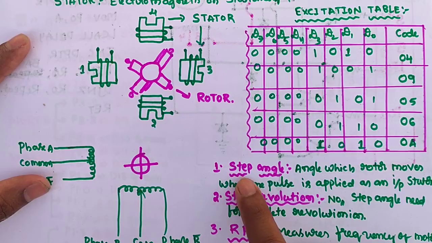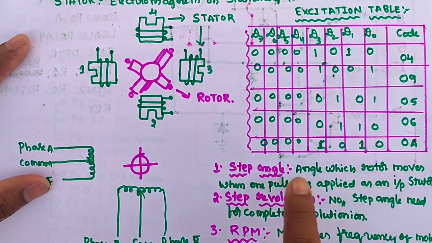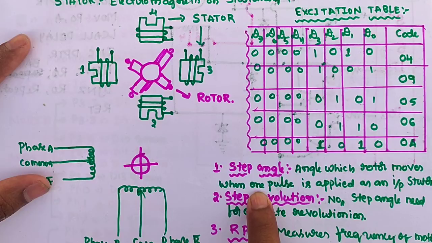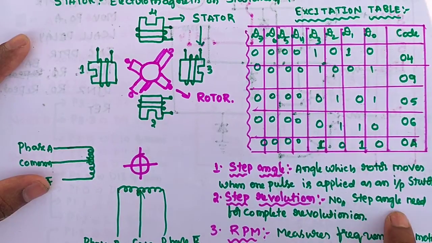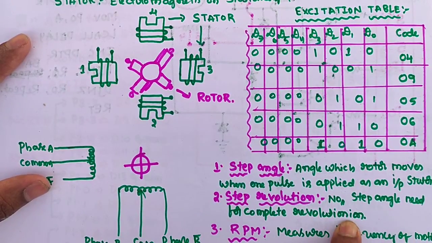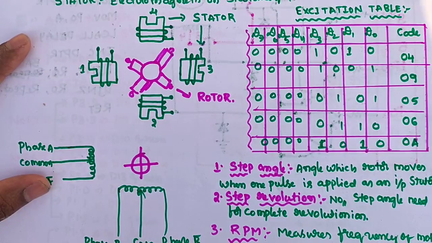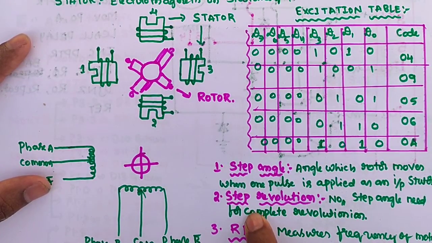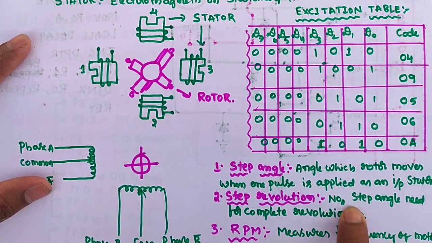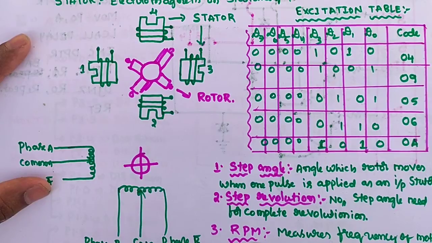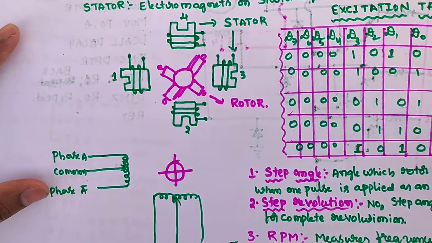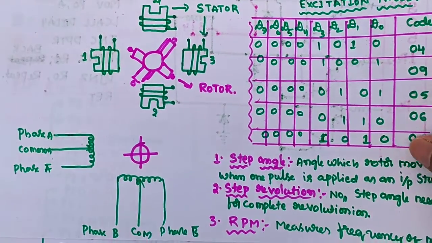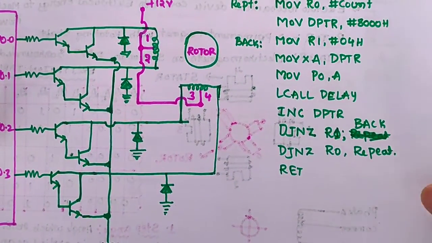That is, the amount of input required to make the rotor rotate one angle is called the step angle. Steps per revolution means how many step angles are needed to complete one revolution. For completion of one rotation, we require a certain number of step angles. Rotations per minute measures the frequency of the motor, the number of rotations per minute. This defines the speed of any stepper motor or DC motor also.